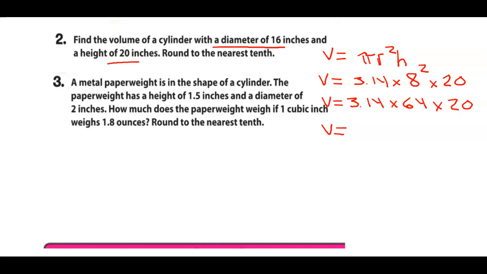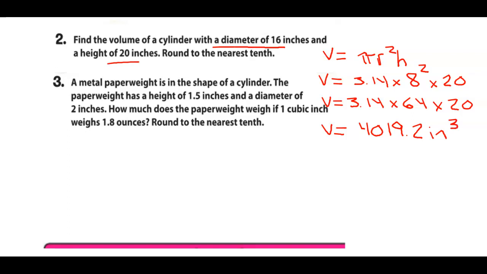And when we do, we're going to get 4,019.2. Let's look at the units, and the units are inches, so I'm going to go ahead and say inches. And when we deal with volume, we are going to bring that to the third power. All right. It looks like we have enough room here, you guys.